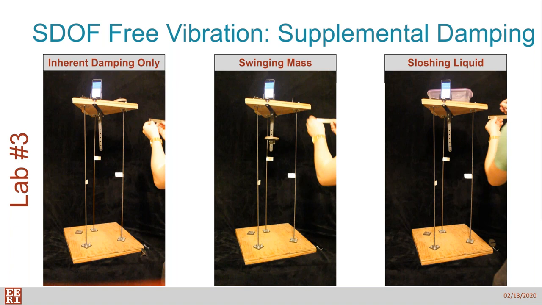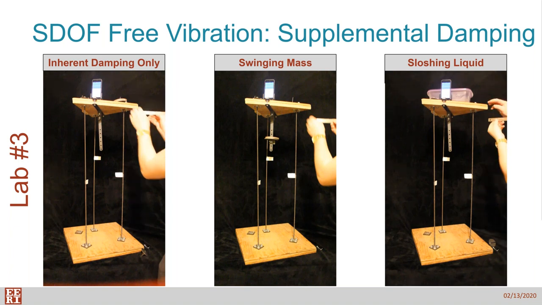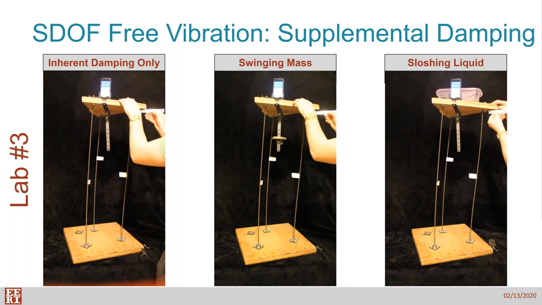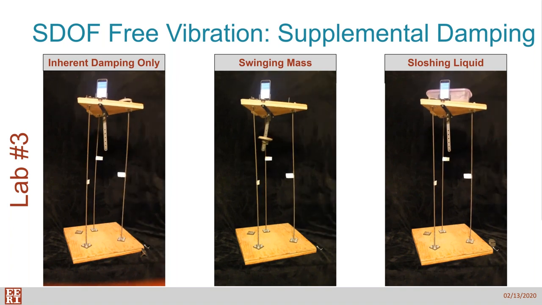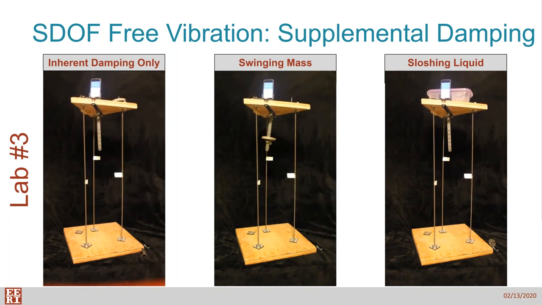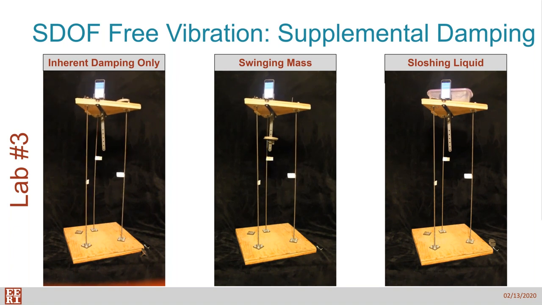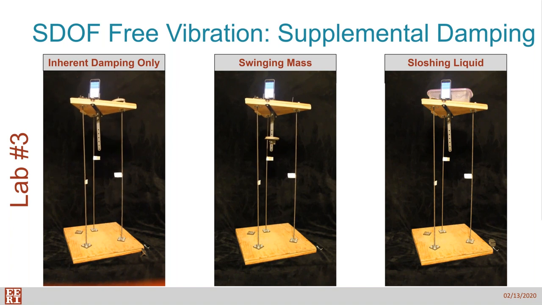In this case, we are examining the differences between inherent damping, having a swinging mass pendulum damper, and a sloshing liquid damper. From these videos, you can see a student pulling back the structure to a given displacement and releasing it from rest. We'll notice that the sloshing liquid damper damps out the motion quite quickly, while the inherent damping continues oscillating for quite a while. So qualitatively, this is a really great example for the students.